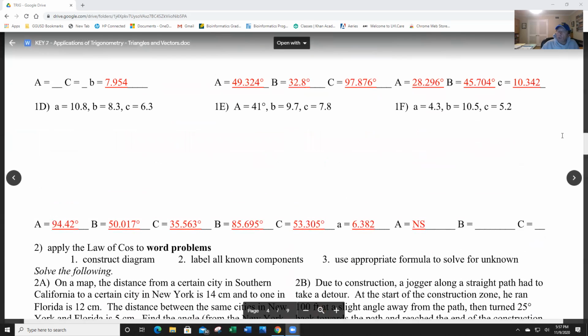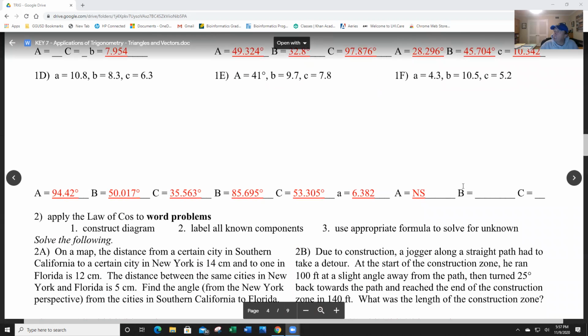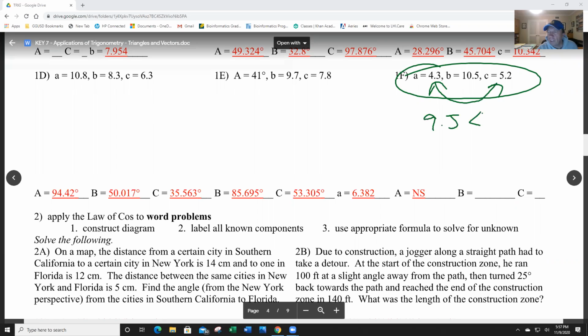Let's go to 1F. You're going to like this one. Everybody likes the no solution ones. The first thing you do here is take a quick look and realize, oh my goodness, A and C are smaller. Their sum is 9.5. That's smaller than 10.5. So this is not even a triangle, so it's no solution. That's an easy one. I love that one. But we talked about that, how the sum of any two sides must be greater than the third side.